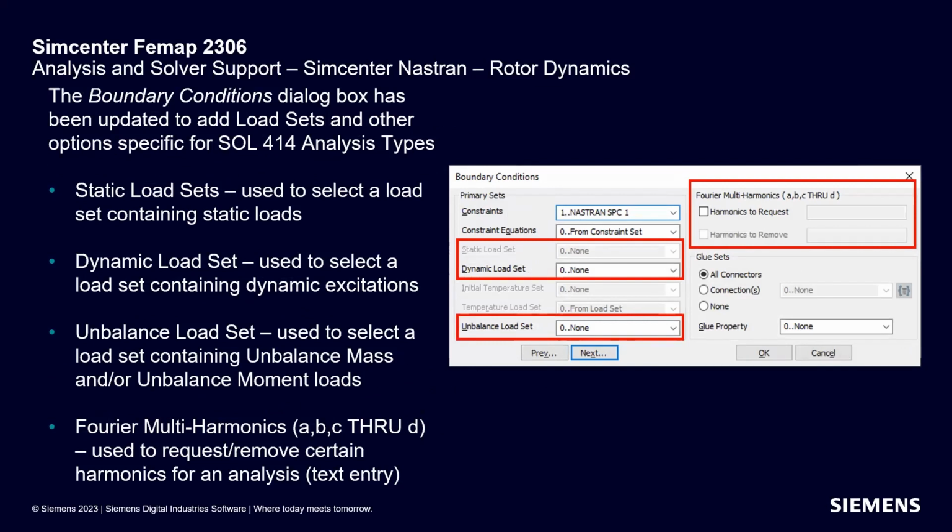When you're in the boundary conditions, these change depending on which type of Solution 414 you're doing. There's both a static load set and a dynamic load set, depending on the type of analysis you're doing. Also there's this Fourier multi-harmonics section that you can specify, where you can choose which harmonics to request or which harmonics to remove. And then glued contact can also be used in Solution 414, so keep that in mind.